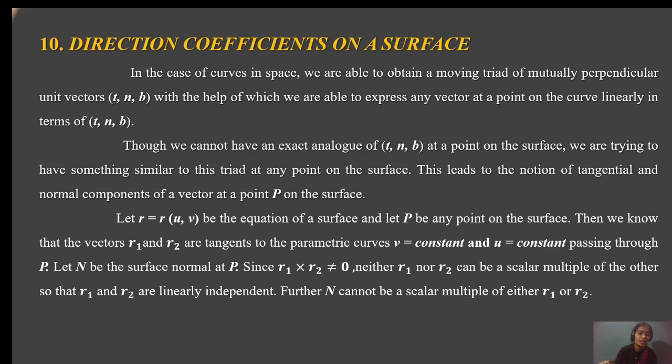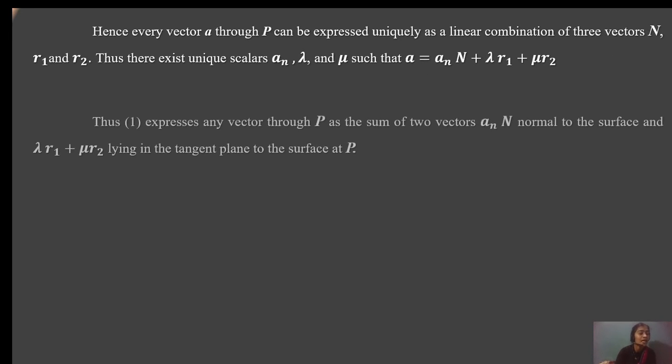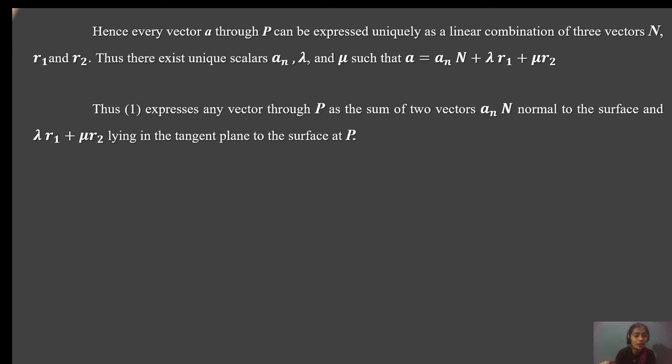Further, N cannot be a scalar multiple of r1 or r2. For if N equals a r1, then N dot N equals a r1 dot N equals 0, which is absurd since it gives 1 equals 0. Thus at any point on the surface, N, r1 and r2 are three linearly independent vectors. Hence every vector A through the point P can be expressed uniquely as a linear combination of N, r1 and r2. Thus there exist unique scalars alpha, lambda and mu such that A equals alpha N plus lambda r1 plus mu r2.